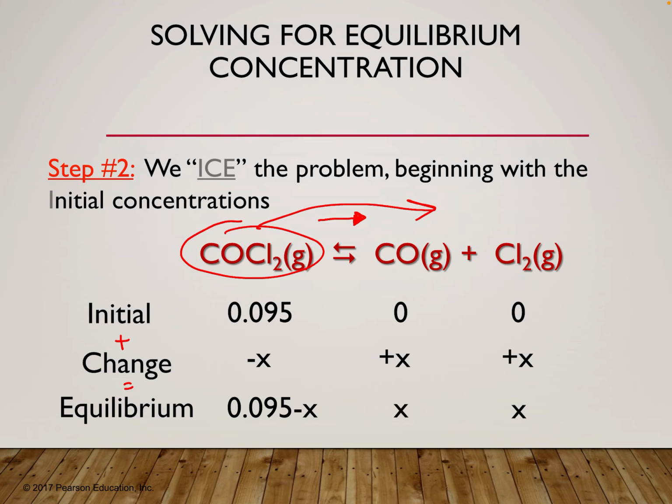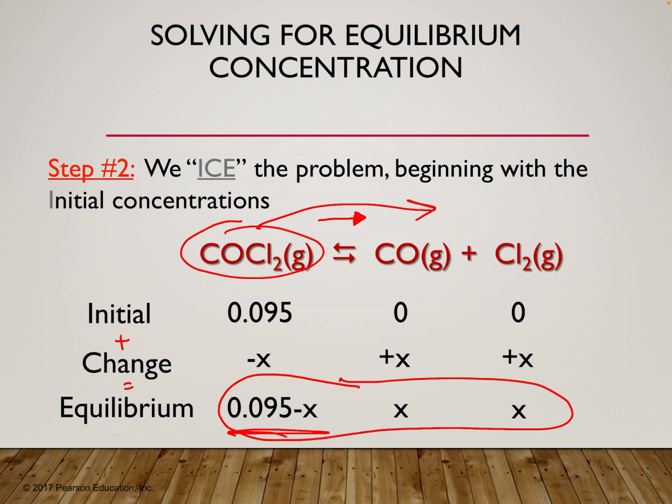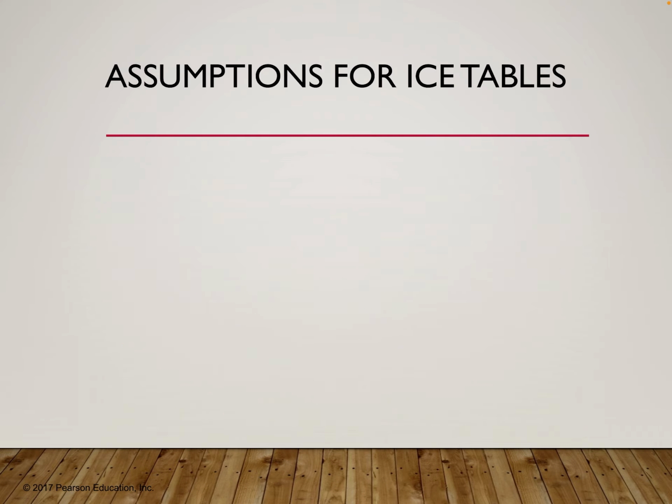Okay, so now we've filled in our ice table. And this is very typical for an equilibrium ice table. We have something minus x and we've got some x's floating around as well. So now what we're going to do is take these equilibrium values and plug them into our mass action expression so that we can solve for x. So let's see what that looks like.